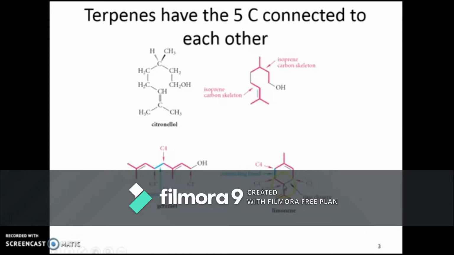And you can see here's one isoprene unit and here's another. And you can see the head here is attached to the tail here. Here you can see a tail is attached to a head.